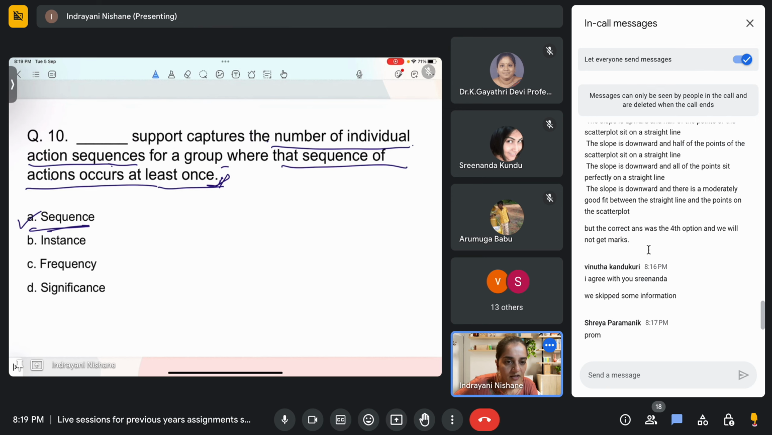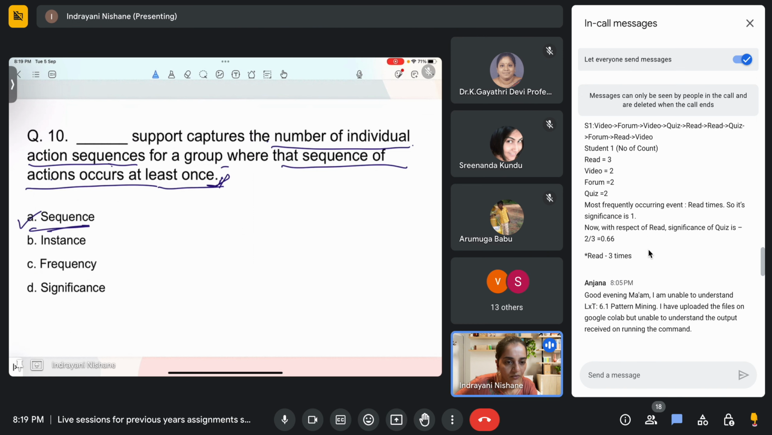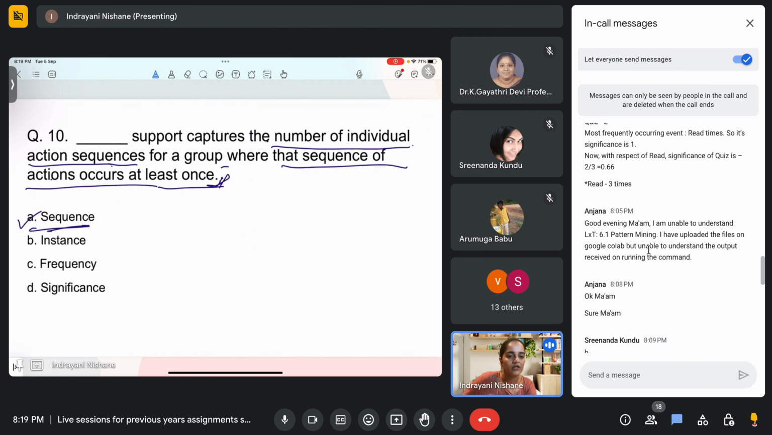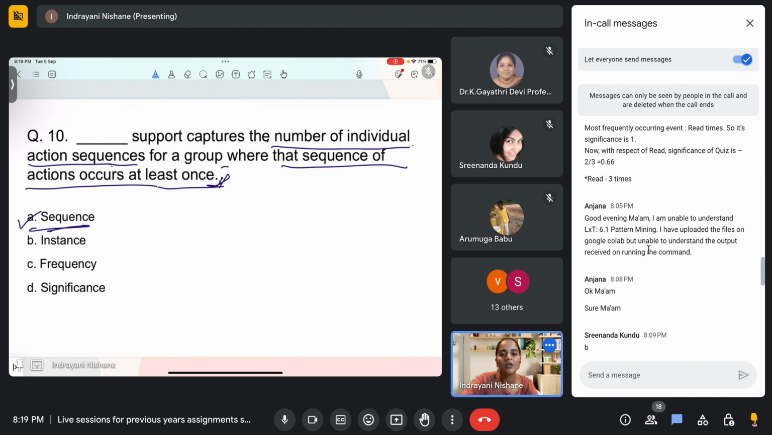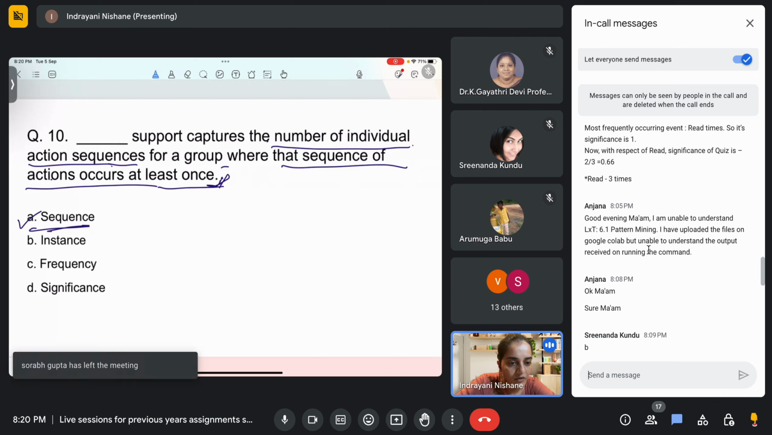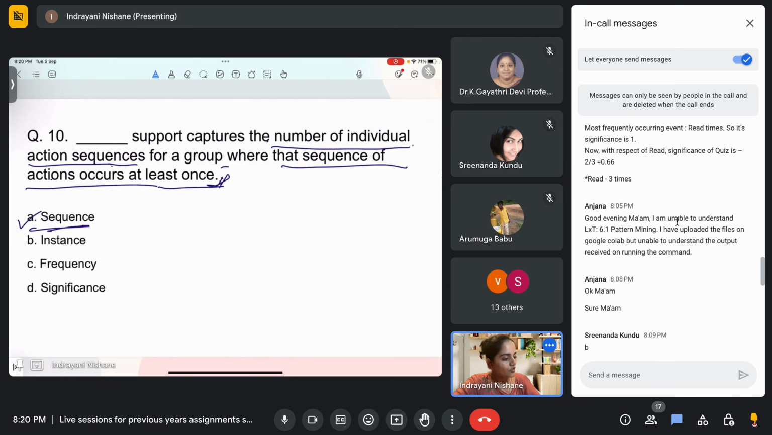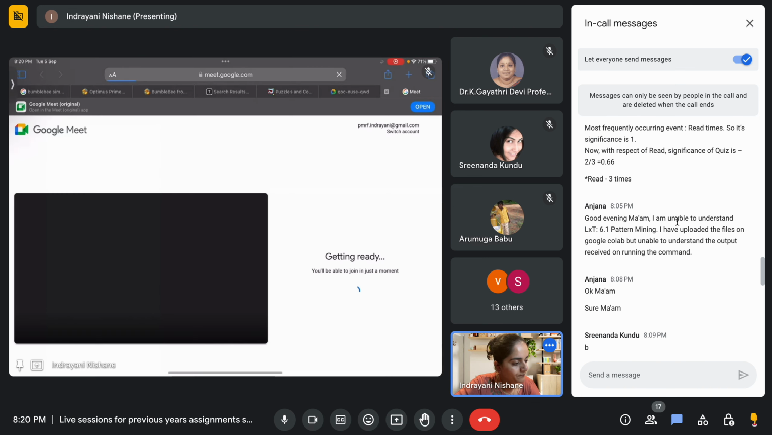So I had asked somebody to hold on to their doubt till the end, yeah, Anjana found your doubt. Okay. So we have reached the end of the assignment. I am unable to understand LXT 6.1 pattern mining. I have uploaded the files on Google Colab but am unable to understand the output. Okay, yeah. So I'll need to see your output. So try sharing the screen. Let me stop my screen share.